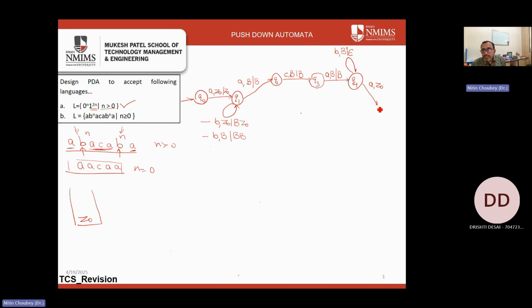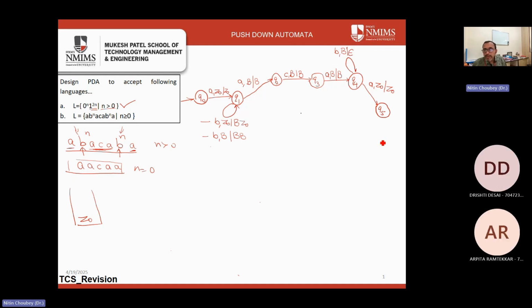If this is the situation, we'll go to state Q5, wherein this Z0 will be kept as it is. And according to the language, this A should be the last symbol. After that, we must have epsilon. So epsilon, Z0, keep Z0 as it is and go to the final state. So this is the case when B's are available with us.